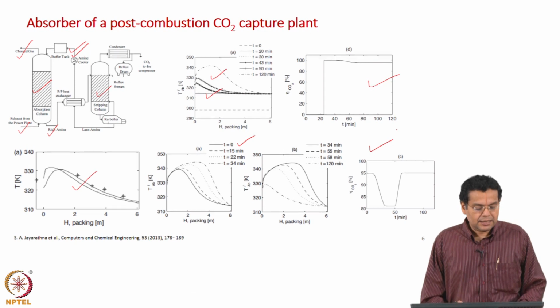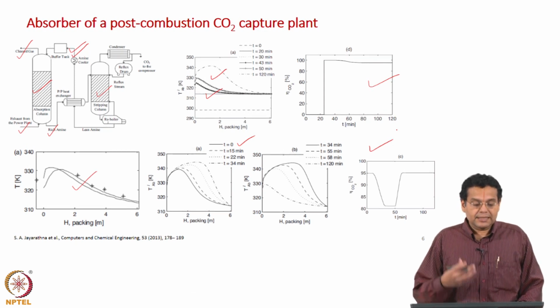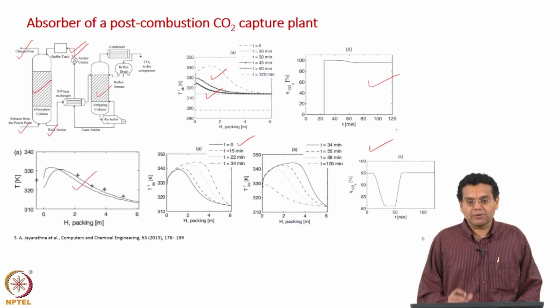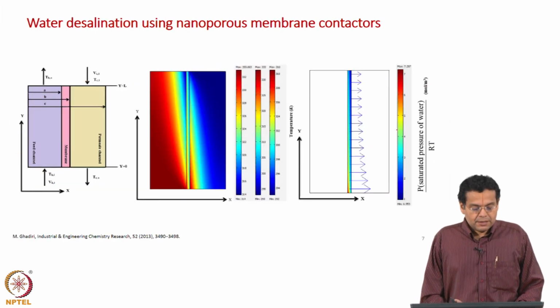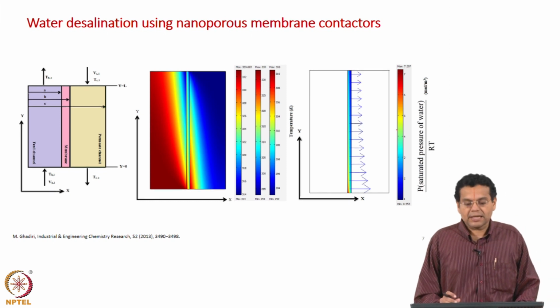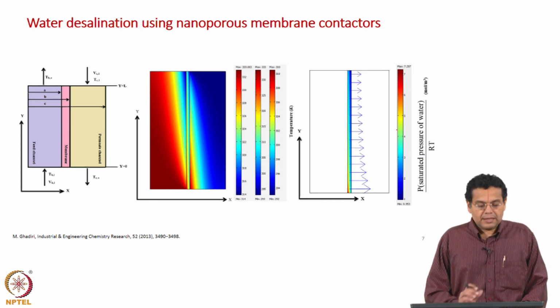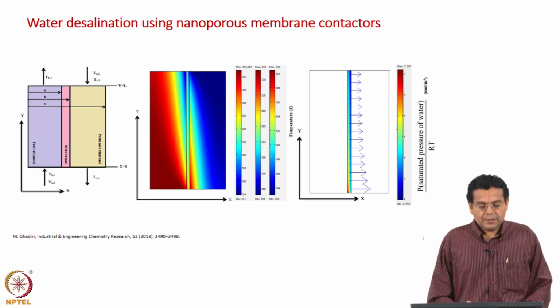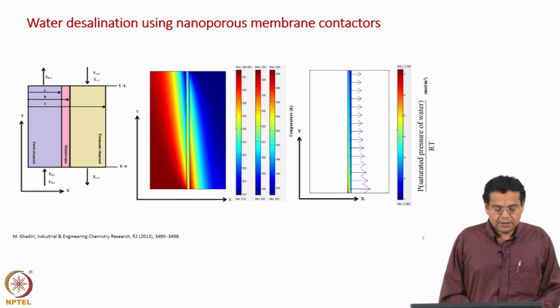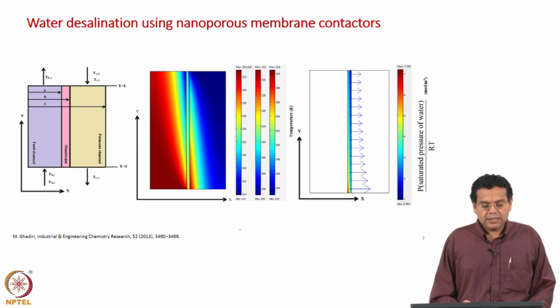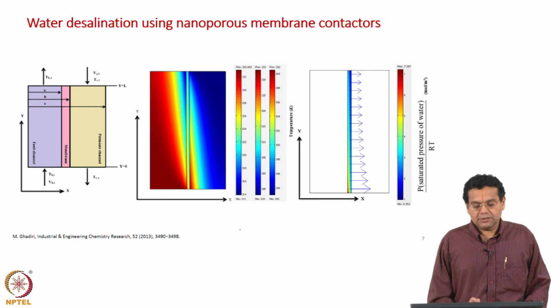So, you can use the conservation equations to predict the steady state performance and the dynamic performance of the absorption column. The next example is on distillation, not the conventional distillation, but membrane distillation, which is used to separate water from an aqueous solution, let us say brine solution, and the application would be to get water from sea water. Such an application is shown here, which is called membrane distillation, because we use a membrane to achieve this separation.